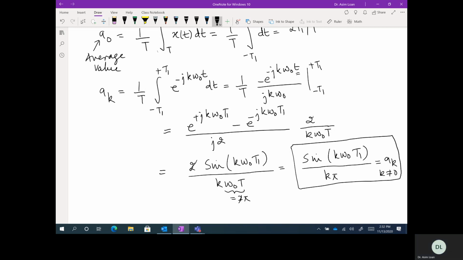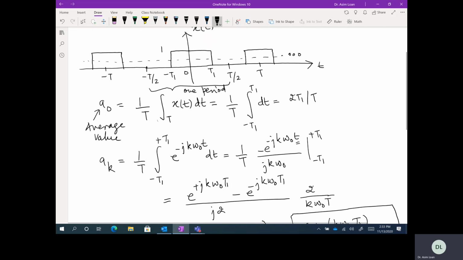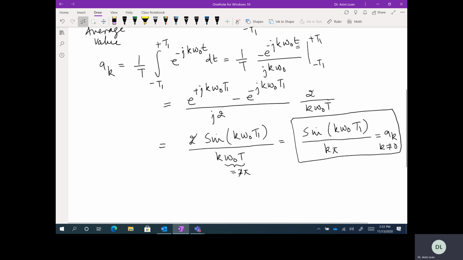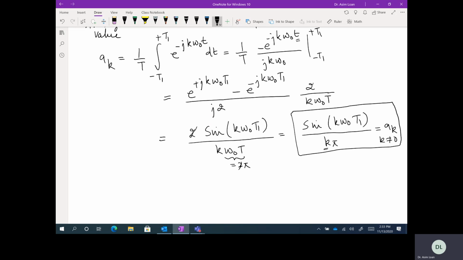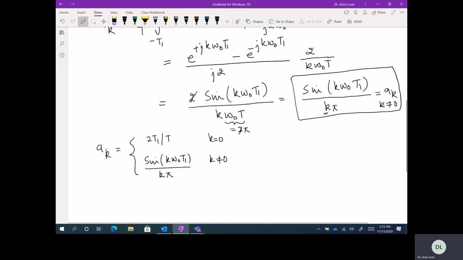Since this is a square waveform, a square pulse train, you can see ak decays as 1 over k. So let me write here: ak is 2t1 divided by T for k equals 0, and otherwise it is sine k omega naught t1 divided by k pi for k not equal to 0.